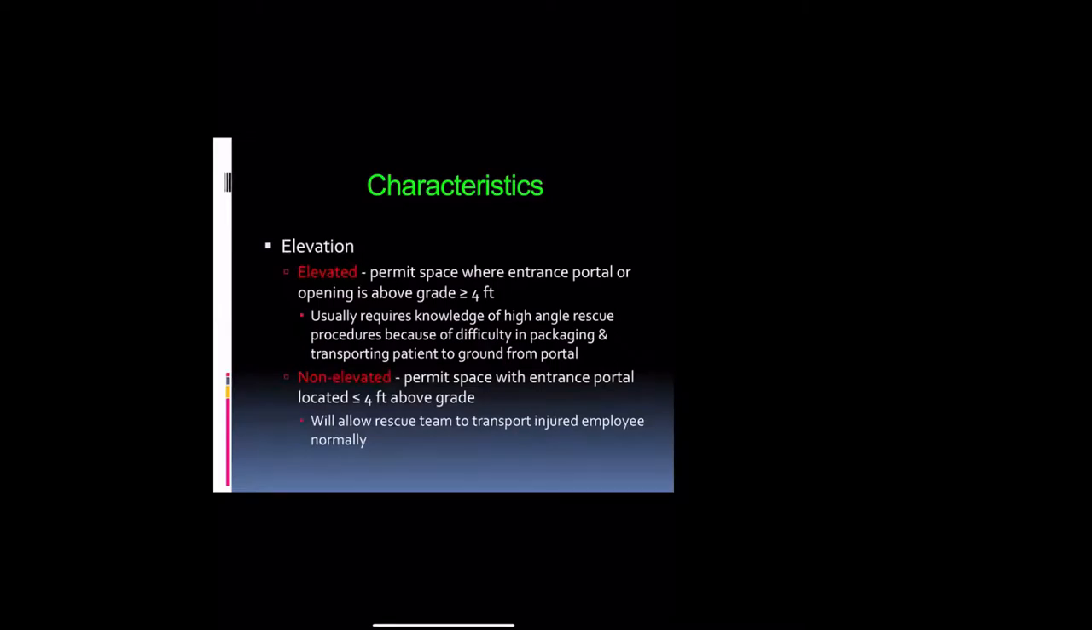Then you want to be able to identify: is it elevated or non-elevated? Elevated means the only point for access or entry is above a 4-foot mark, and non-elevated is just below that 4-foot mark. The reason this is important for you to know is rescue. If you're unconscious and passed out, and now I have to not only get into the space, but lift you, carry you, and maybe push you out of a 5-foot tall window, it becomes more dangerous, harder, and more demanding. So first: is it open or obstructed? Open means there's nothing in your way. And then elevated or non-elevated. Elevated means your entry point is above the 4-foot mark.